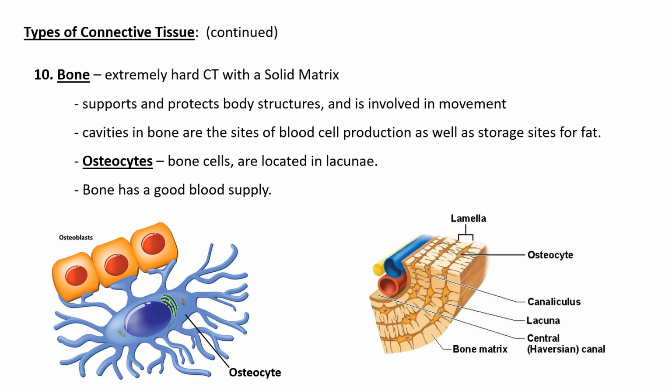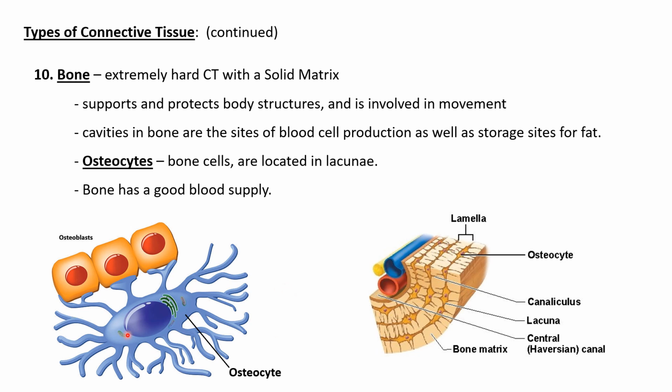Now we have bone. Bone is an extremely hard connective tissue with a solid matrix. It supports and protects body structure and is involved in movements. Cavities in bones are the site of blood cell production as well as storage sites for fat. Osteocytes are the bone cells. So remember, chondrocytes were the cartilage cells. Osteocytes, think osteoporosis, bone cells. And then the fibrocytes were the cells in the tissues that had like dense, irregular connective tissue and so forth.